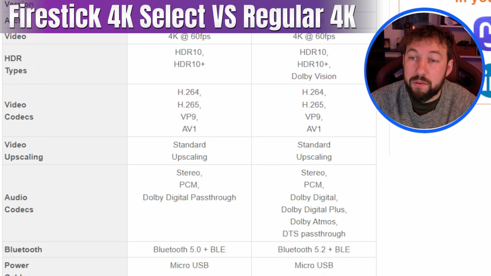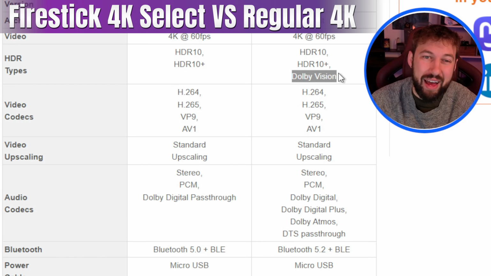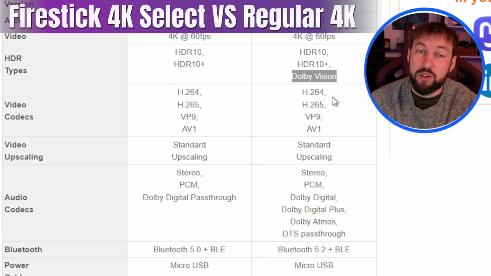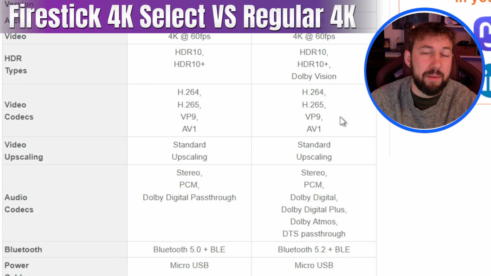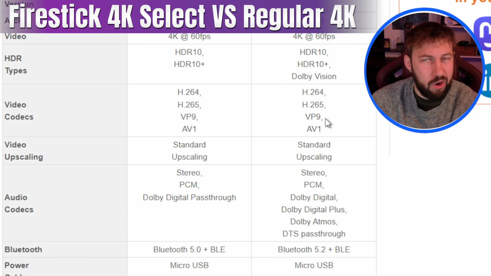In terms of video, this is where you get a difference, where the 4K model, the regular one, actually comes with Dolby Vision. So they removed that. And that makes this device cheaper to sell as well, because Dolby Vision is something you have to license. So each device that has Dolby Vision with it costs a little bit more for them.